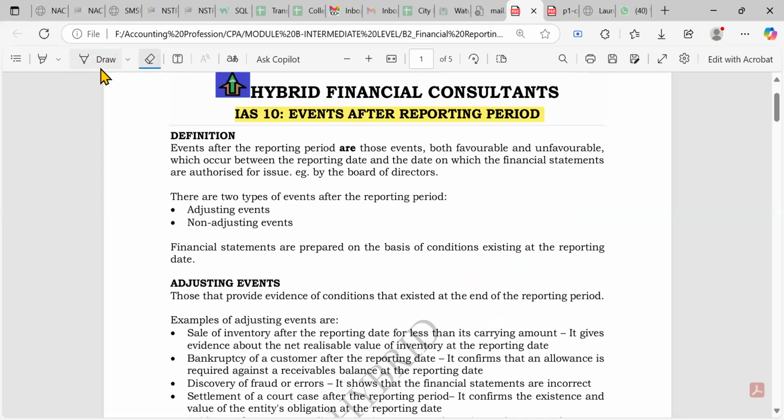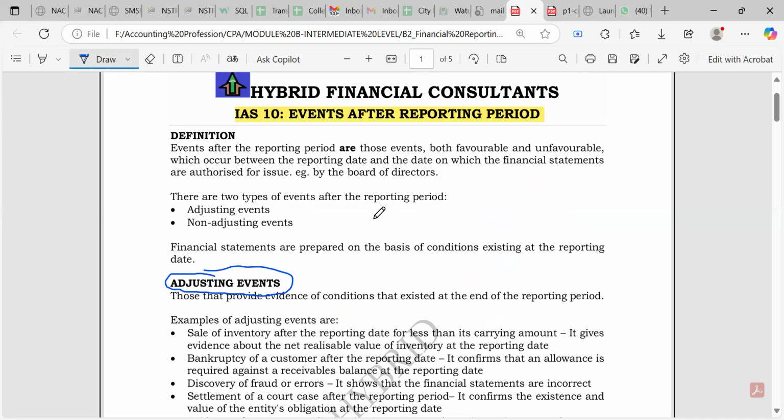So like you see the word itself, adjusting events. The year starts on January, it ends on December, which should be fine. But there are events which, as I told you, go until the date of authorization for issue, from the year end to the date of authorization. You find out that something is actually outside of the bounds of the accounting period, right?